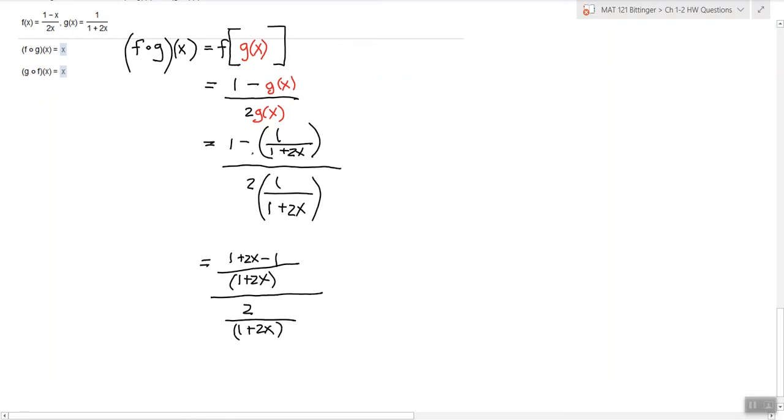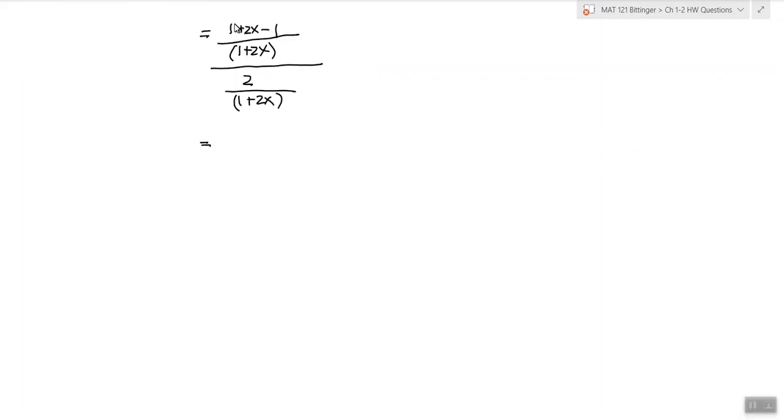You see where I got that from, right? This is 1 minus 1 over 1 plus 2x, and now I have to find the least common denominator, and of course that's going to translate into 1 times 1 plus 2x all over 1 plus 2x minus 1 over 1 plus 2x, and that's how I get this line here, and that will enable me to get a common denominator. So I'm just going to deal with the top of the complex fraction first.